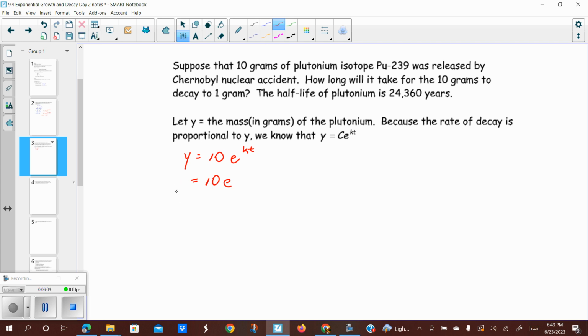In order for it to be a half-life, it has to decay to half of what we started with, which should be 5. And then we're going to have 24,360 times K. Okay, so divide both sides by 10. Guess what we get on the left? 1/2. That is not a coincidence, because it is half-life.